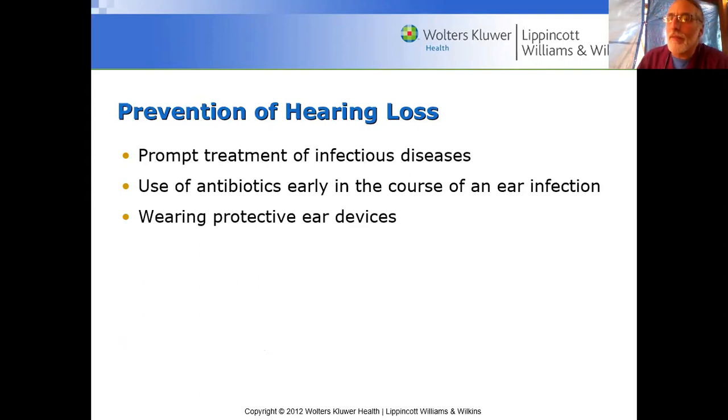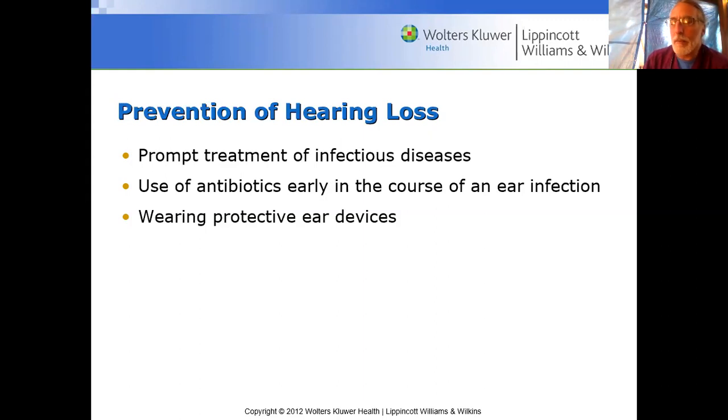So prompt treatment of infectious diseases. Inflammation can cause more than just pain. It can cause lasting damage. Infection can cause inflammation, and inflammation can cause damage to those tissues and structures. So prompt treatment, utilizing antibiotics early in the course of an ear infection, not just hoping it'll get better or waiting until it does, but the prompt and proper use of antibiotics early in an ear infection.